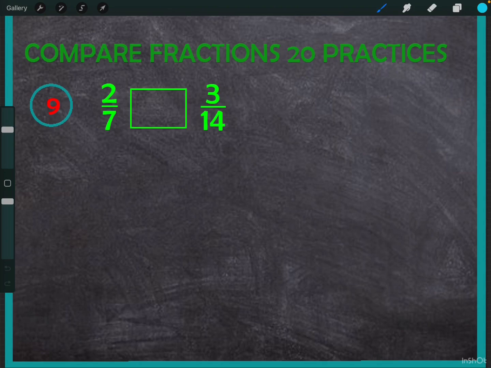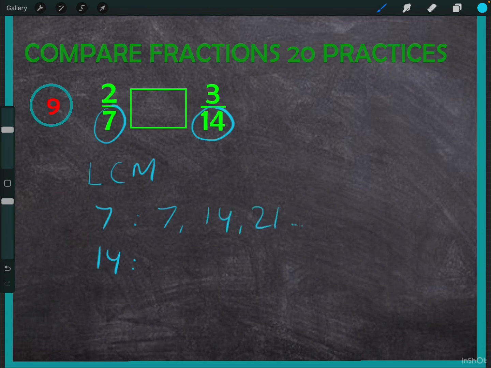Practice number 9. We have two fractions, 2 over 7 and 3 over 14. These two fractions have different denominators, 7 and 14. To compare them, we must find the LCM for number 7 and number 14. For number 7, we will first find the multiples: 7 times 1 is 7, 7 times 2 is 14, 7 times 3 is 21, etc. For number 14, the multiples are 14, 28, etc. We see that 14 is the least common multiple of 7 and 14.